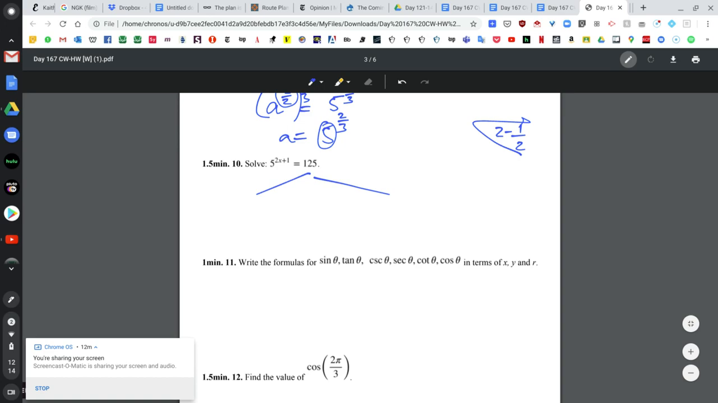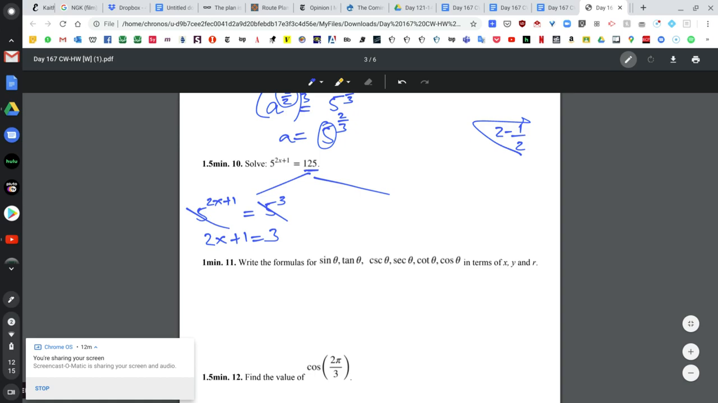So method 1 is, I observe that 125 can be written as a power of 5. So the strategy is I can make the bases the same. 125 is 5 cubed. Now that the bases are the same, I can just cancel them out. So I'm solving 2x plus 1 equals 3. And that's easy to solve.